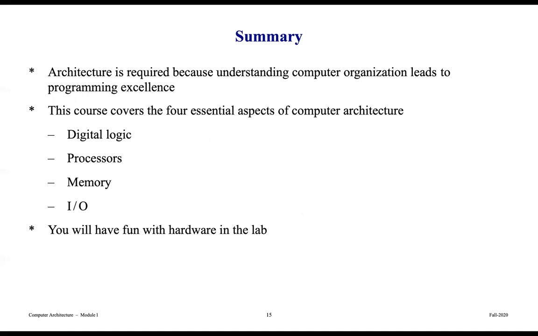So in summary, architecture is required because understanding computer organization leads to programming excellence. This course covers the 4 essential aspects of computing architecture. The building block you start with is digital logic, and we'll come back to that again and again to have you see that. The main part of computing is done with the processor, and you'll see why that is key. And to do that processing, it needs things, it needs memory, it needs things that can store and receive information, and we need to get things in and out of that computational core.